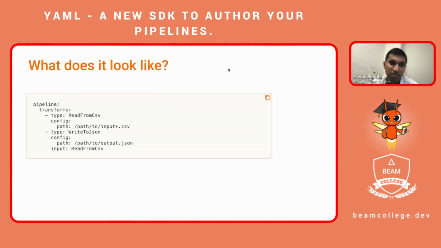So as I was mentioning, this is what it looks like. You may have a pipeline definition, and then you can define your transforms. You can see here we have things like read from CSV or write to JSON. These are all native transformations in Beam YAML. And you can define what's known as configs, which is essentially the parameters you're passing in. For example, a path you may pass in would be your path to your input CSV or your path to your output JSON. And you can specify what inputs certain transforms take. So this is a very elementary example of what it might look like to define a pipeline.